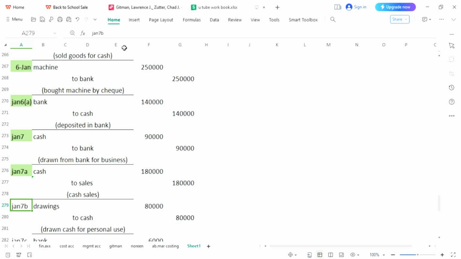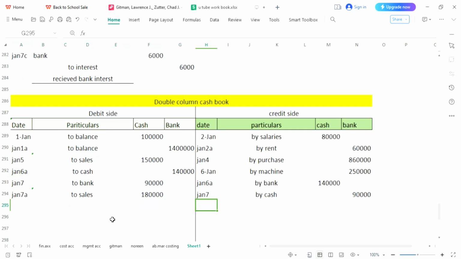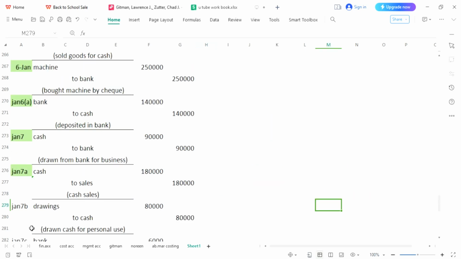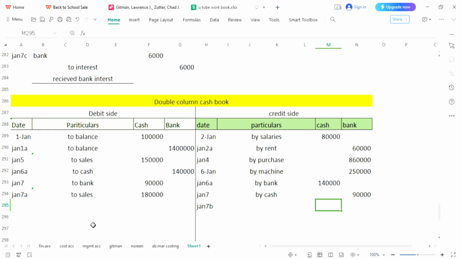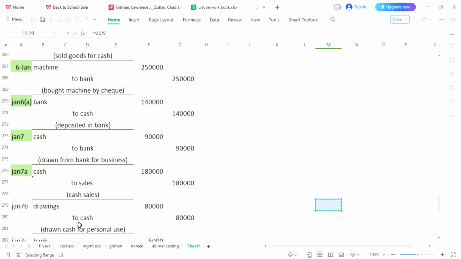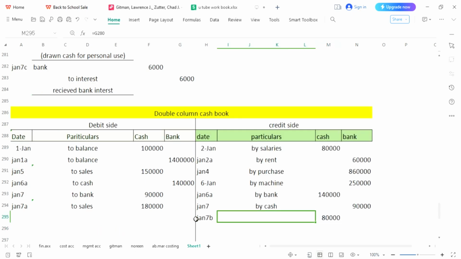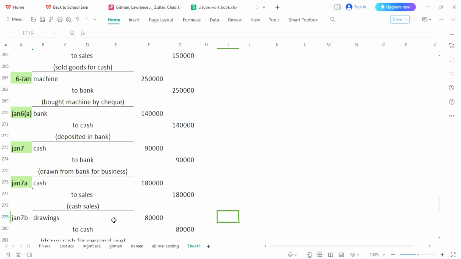Now guys, let's get forward to January 7B. Again, there is only one entry. Cash is credited, January 7B. Here you will put the date, January 7B, where in January 7B, cash is credited. So how much amount is written on credit side? 80,000. Just put 80,000 over here and see the reference. At opposite side, drawings is mentioned.